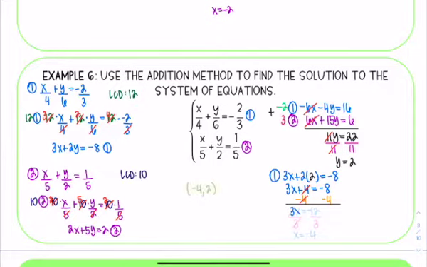So we get 3x equals negative 12, and then dividing by 3, we get x is negative 4. And so we just want to make sure we put this in the correct order. We've got (negative 4, 2) as our solution.